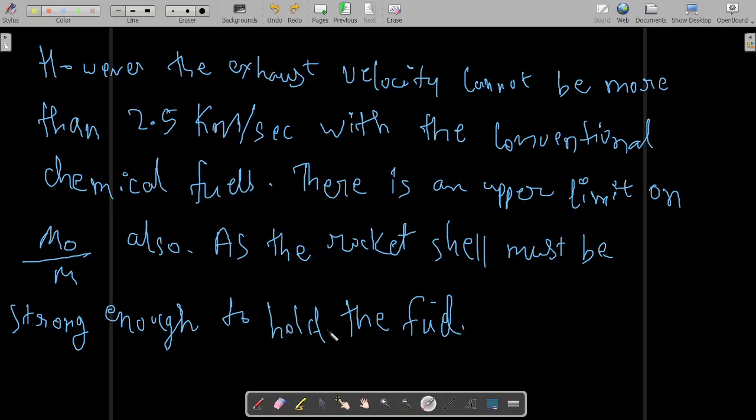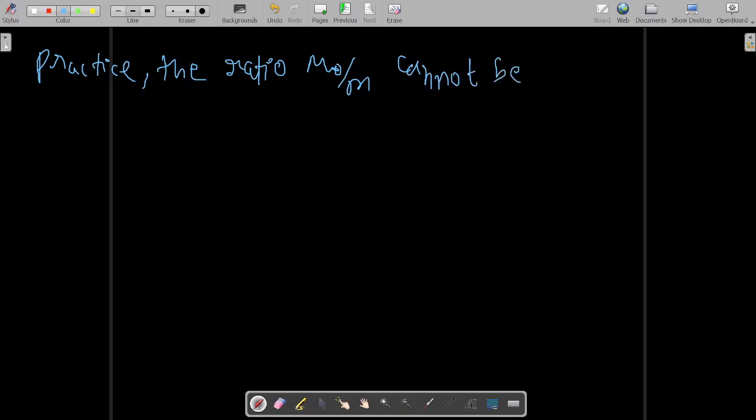So as the rocket shell must be strong enough to hold the fuel, in actual practice the ratio m naught over m cannot be greater than 4, with the current technological advancements.